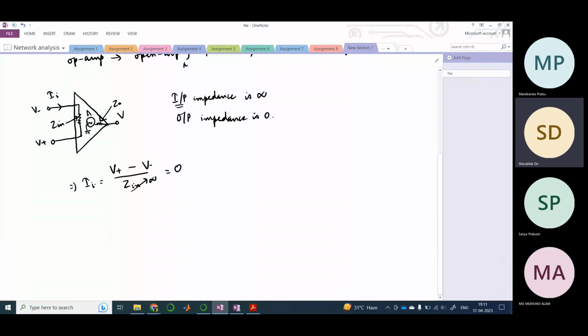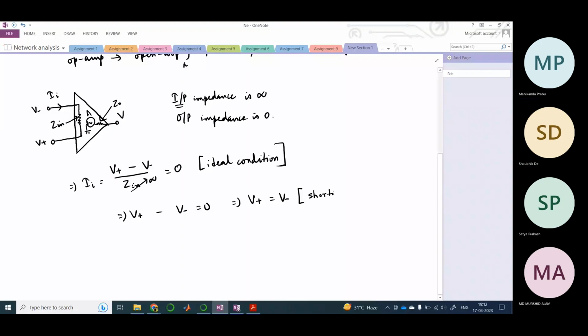So the input current is zero. This is in ideal condition, I'm talking about the ideal op amp. So in ideal condition, if input current is zero, therefore V plus minus V minus is zero, therefore V plus is equal to V minus. This is the condition of what we call virtual shorting of the input terminals of the op amp.